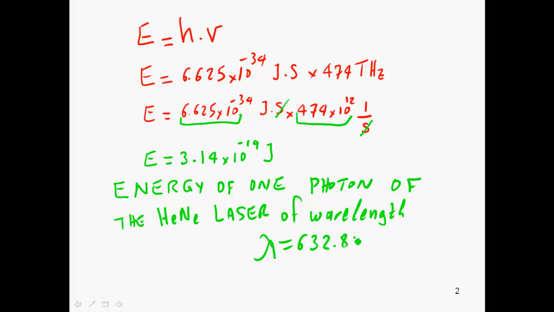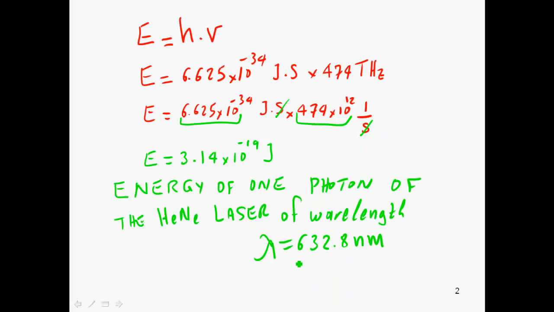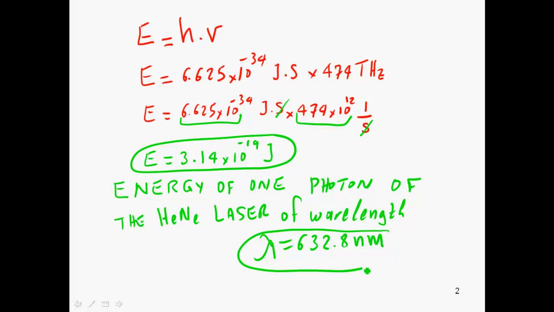632.8 nanometers. Okay, that's from the previous. Yeah, 632.8 nanometers. So that's what this number is here. This is how much energy you have in one photon of this light color. Very, very small amount, 3.14 times 10 to the negative 19th.